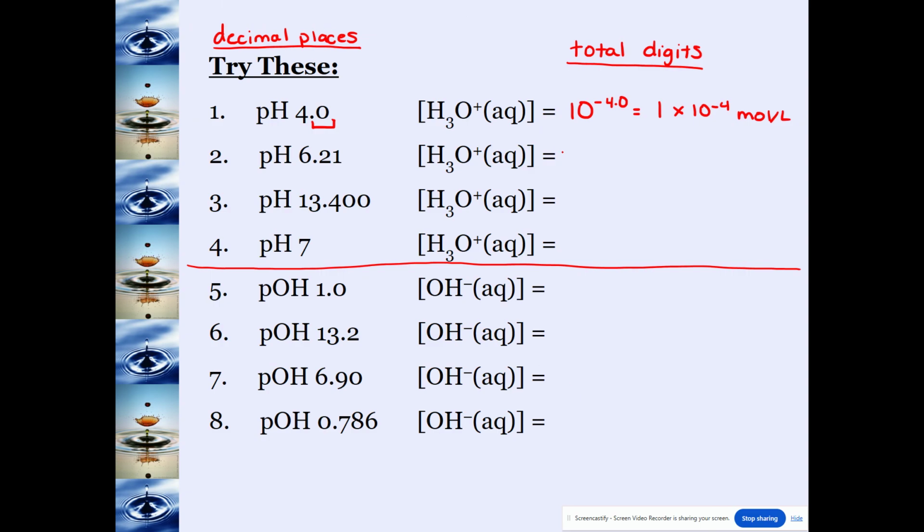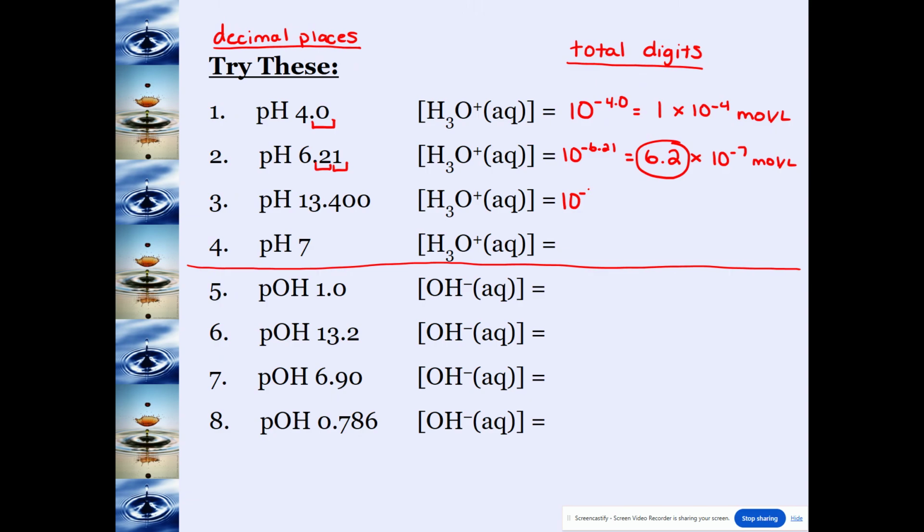Okay, so if we try the next one, 10 to the exponent negative 6.21, you get an answer. Now I have two decimal places, so I can keep two total digits in my concentration. So my two total digits are 6.2, that rounds from 6.165 and so on, times 10 to the negative 7 moles per liter. Okay, so we keep going through using those formulas.